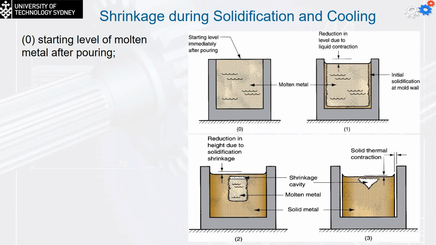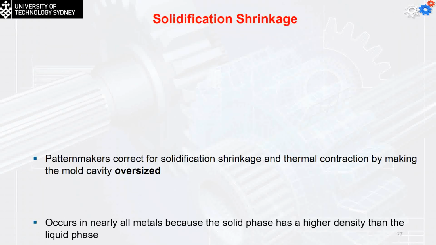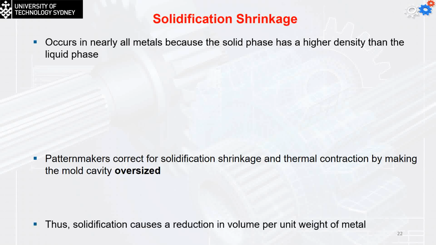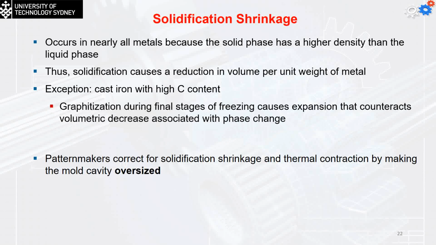So, solidification shrinkage will occur in nearly all metals because the solid phase has higher density than the liquid phase. The particles will simply be getting closer to each other, so density will increase, so the part will shrink. The solidification will cause a reduction in the volume per unit weight of the metal. The only exception we have is cast iron, if it contains a high carbon rate. What's happening with the carbon, which is the graphite, is the opposite: it's going to expand when the temperature is getting lower. And thus, we're going to minimize the contraction in the part. But definitely, cast iron with high carbon content is going to be a brittle material, so it's not going to be applicable for many applications.